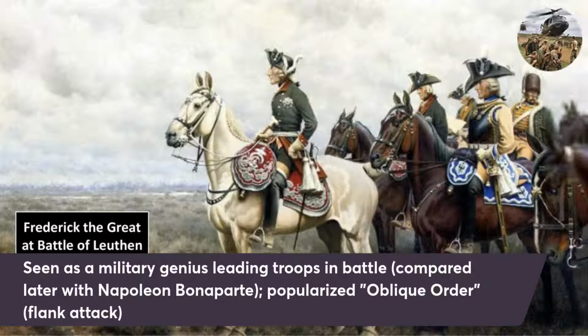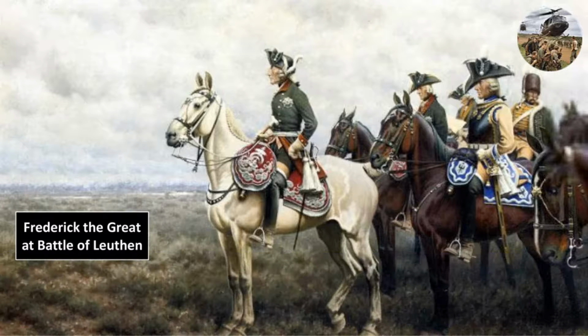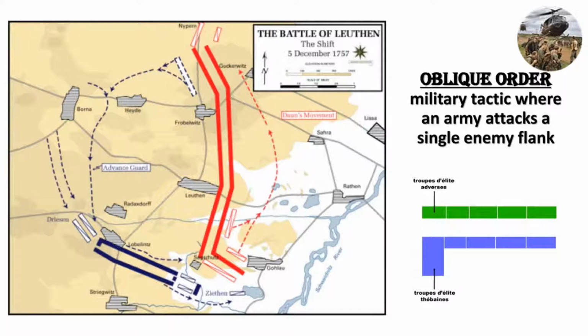He also had numerous occasions where he had horses shot out from under him. The one thing he was known for, which was really famous at that time in the 18th century, was he popularized this military maneuver called the Oblique Order. I've got an image showing that right here. Oblique order is a type of military tactic that a lot of armies started using in the 18th century.